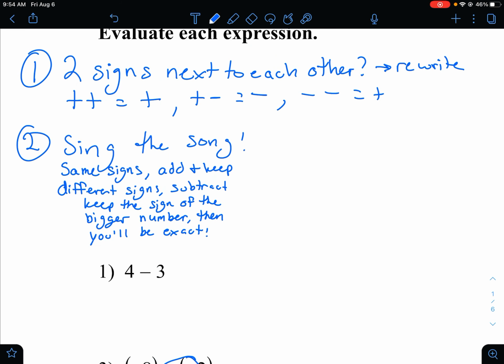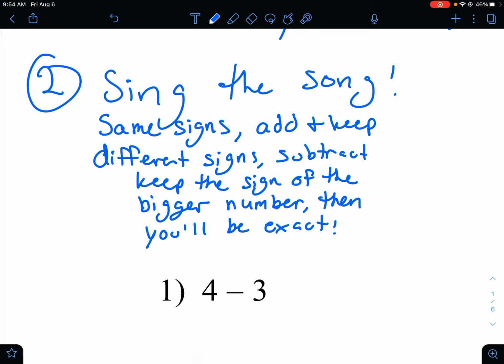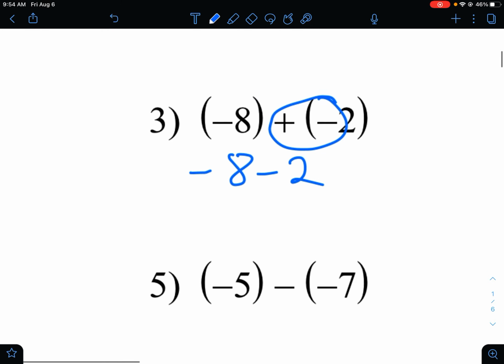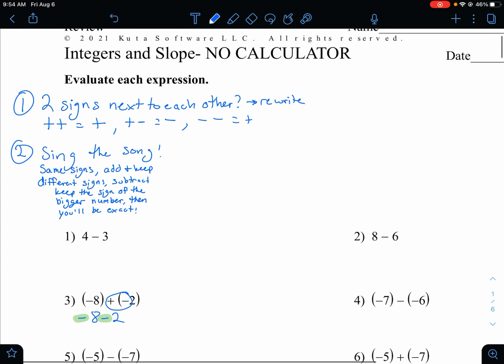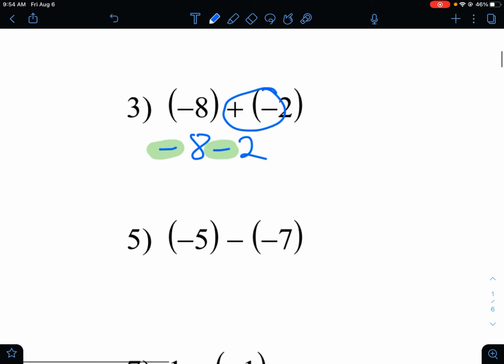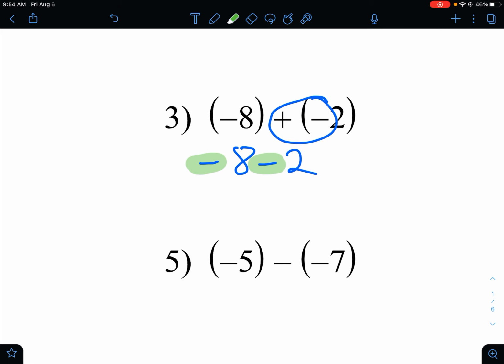All right, so let's talk about what this means. Same signs. What I mean by that is, let's look back at number 3. You look at the signs in front of both of the numbers. Here, they both have a minus sign, so they're both negative. If they have the same signs, you add the numbers and you keep the sign. So I'm just going to add 8 and 2 and keep my sign. 8 plus 2 is 10, keep my sign.